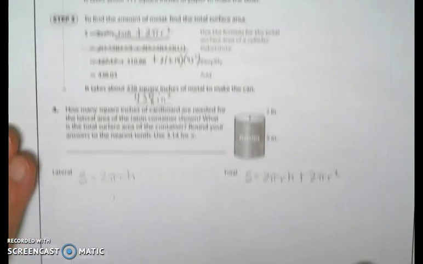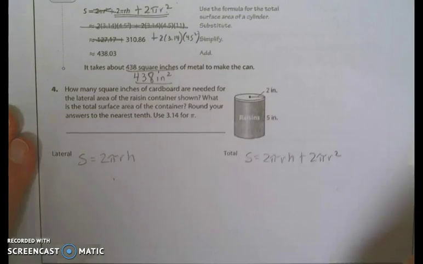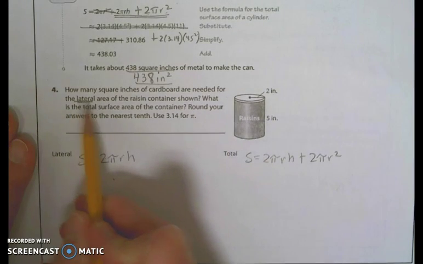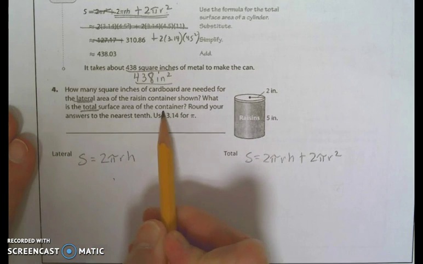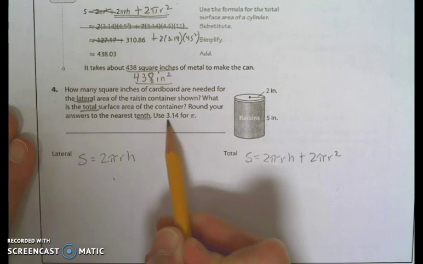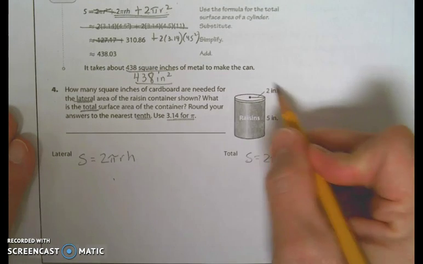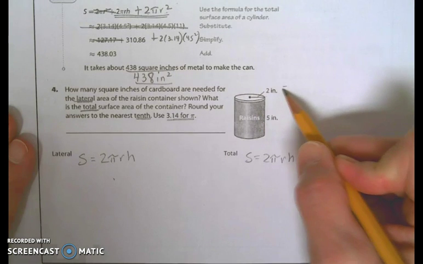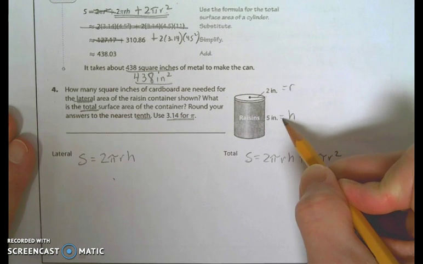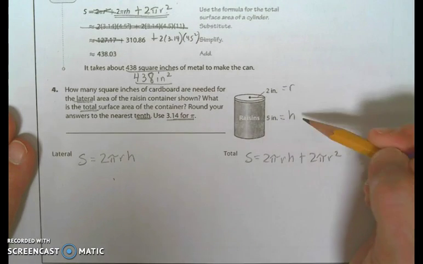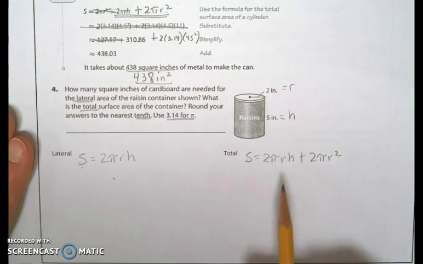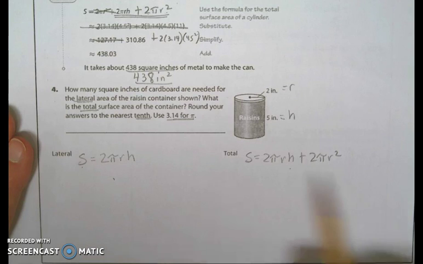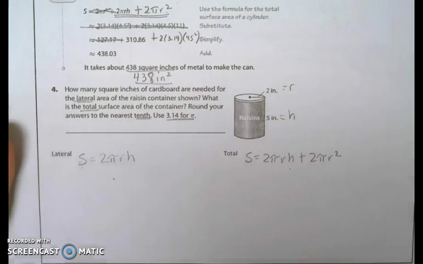Example number 4. How many square inches of cardboard are needed for the lateral area of the raisin container shown? What is the total surface area of the container? Round your answers to the nearest tenth using 3.14 for pi. Look at the picture. We notice that this is a radius, and that is your height. So you know all of the dimensions you need for your formula. Write your formula for lateral. Write your formula for total. Show all your substitution, then place the numbers into the calculator to finish the problem. Complete this on your own.